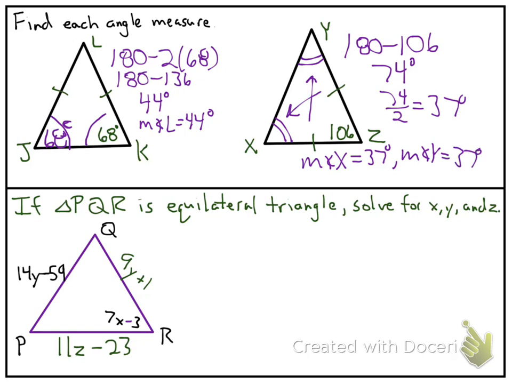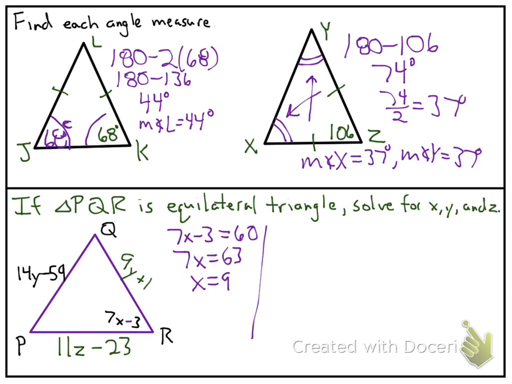Now moving down, we have our equilateral triangle. We have to find X, Y, and Z. We'll start with X. That is an angle. Now since this is equilateral, we know each of the angles are 60 degrees because they're all the same. So we could go 7x minus 3 equals 60. Then 7x equals 63, so x equals 9.